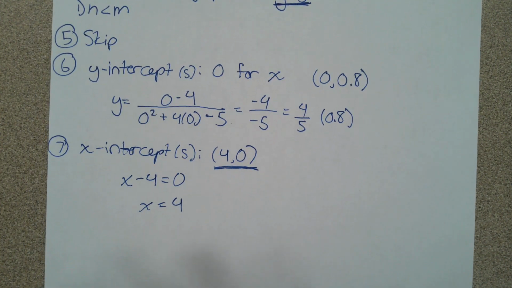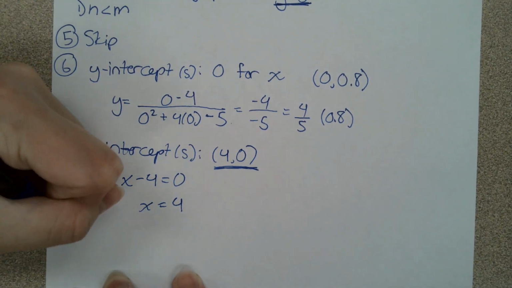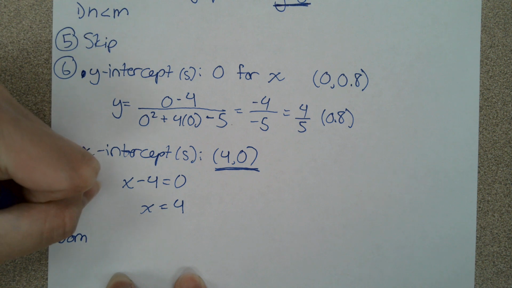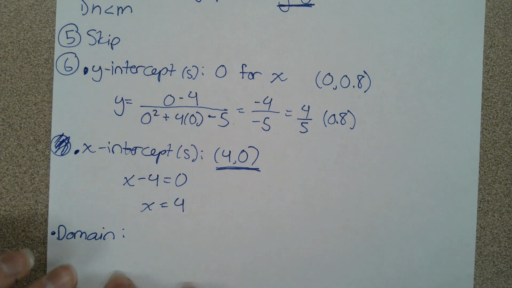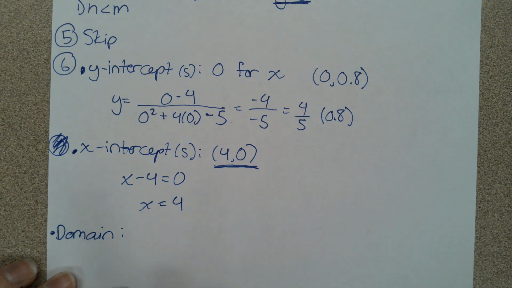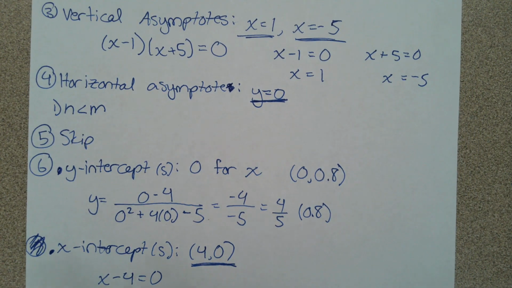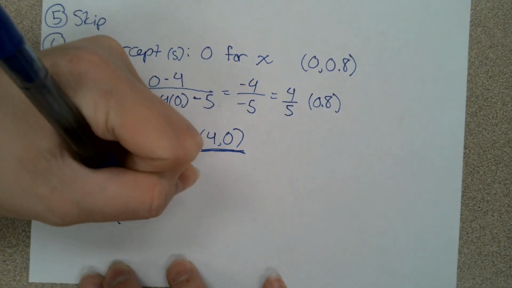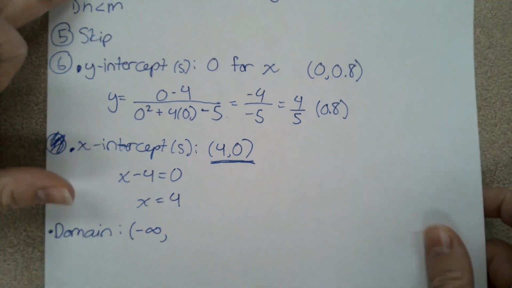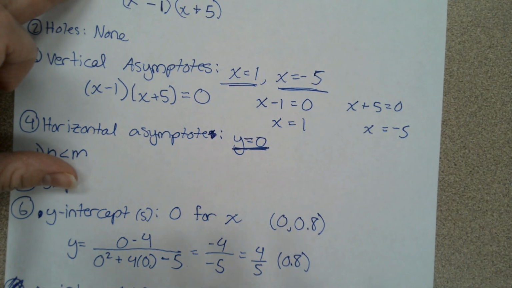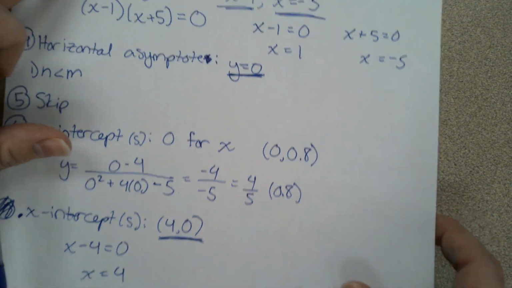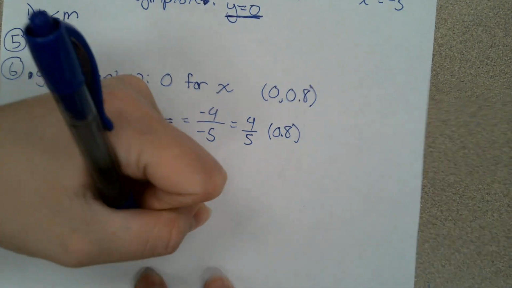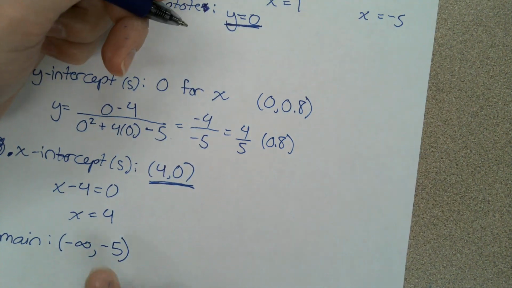Domain and range. So the domain is all real numbers except for your vertical asymptotes. So for the domain, we are skipping 1 and negative 5. So this is going to look a little wonky. Negative infinity. Now, we have to do this in a specific order. We start at negative infinity. We move from left to right on the graph. So we're going to run into negative 5's asymptote first, since that comes first from left to right. So negative infinity, we come to negative 5, we skip it.